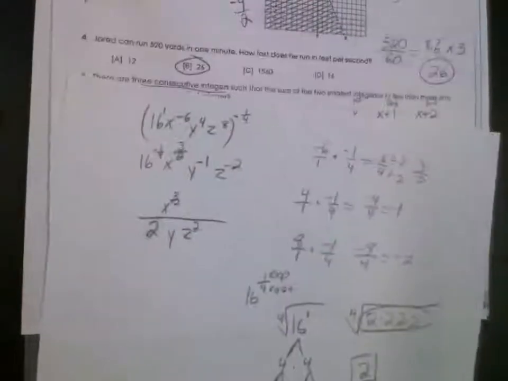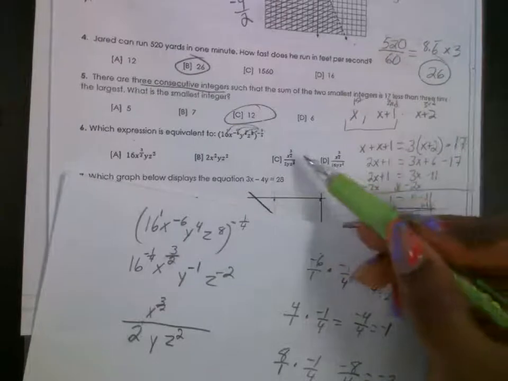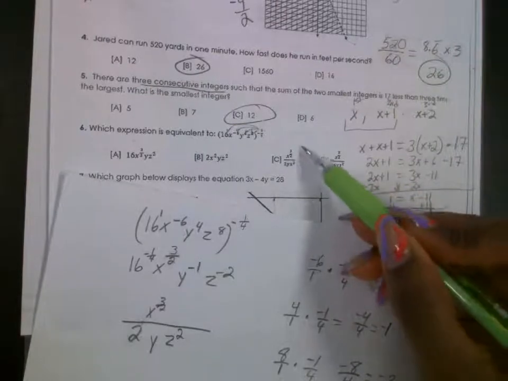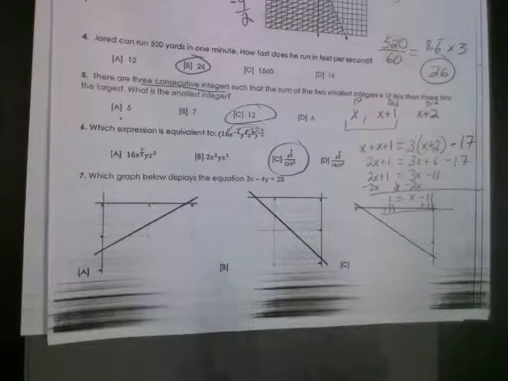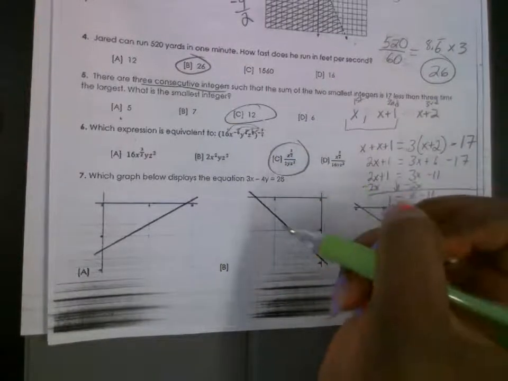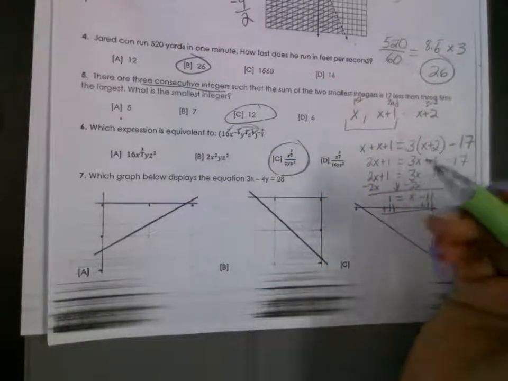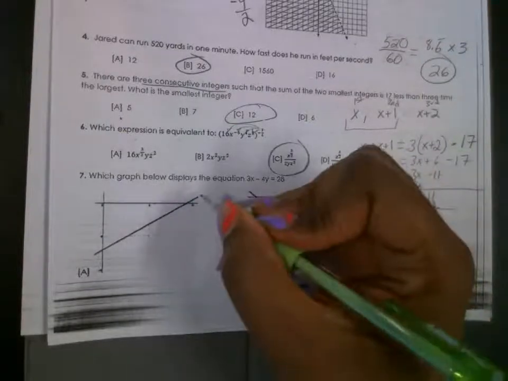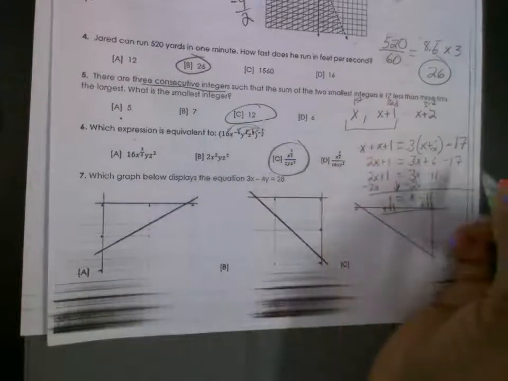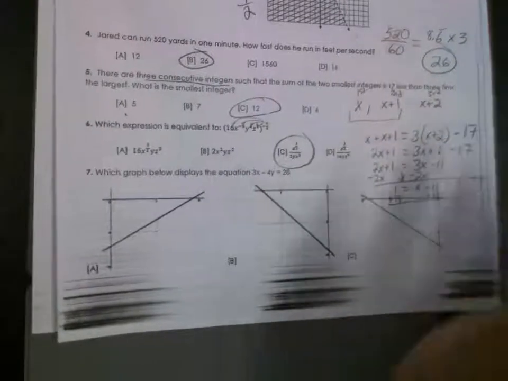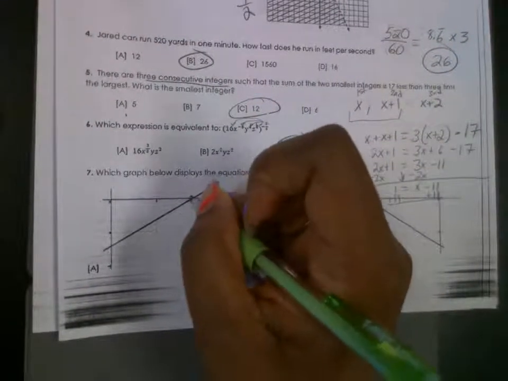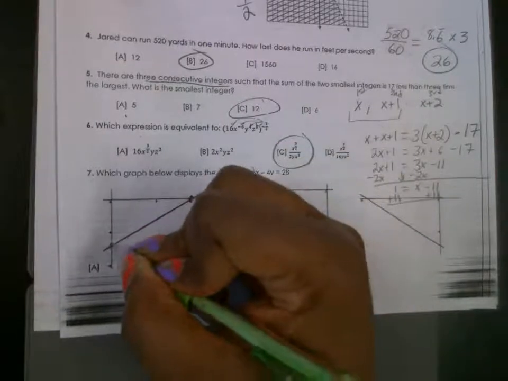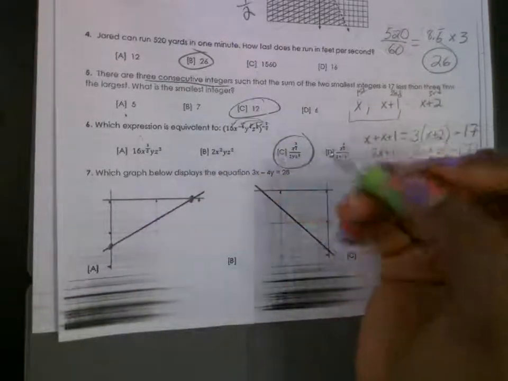So let's look for that answer. x to the 3/2, this is it right here. C is your answer. All right, so now let's graph this and see. It crosses there, so it crosses here on the x-axis and here on the y-axis. We could do that to see where it actually crosses.